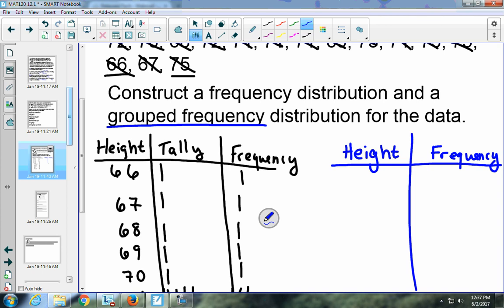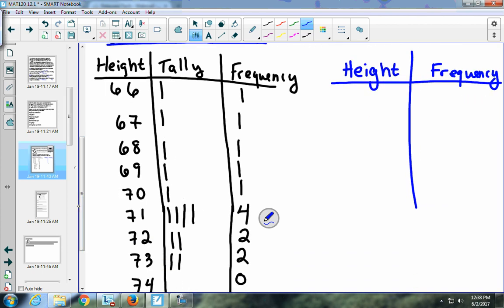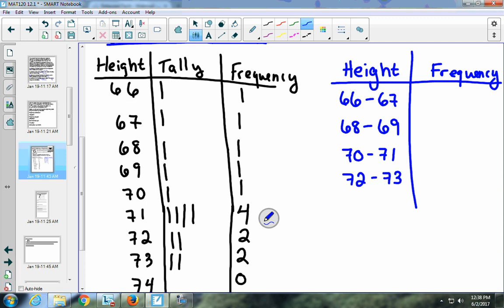I could not say, oh, I want my first group to be 66 inches to 70 inches, and my next group to be 71 inches to 72 inches. So what I'm going to do, because we have a decent amount of heights, but it's not like it's in the hundreds or 20s, I'm going to make my grouped frequency distribution have the heights of 2 inches together. So my first group will be 66 to 67. My next group will be 68 to 69. Then I'll have 70 to 71, 72 to 73, and 74 to 75.